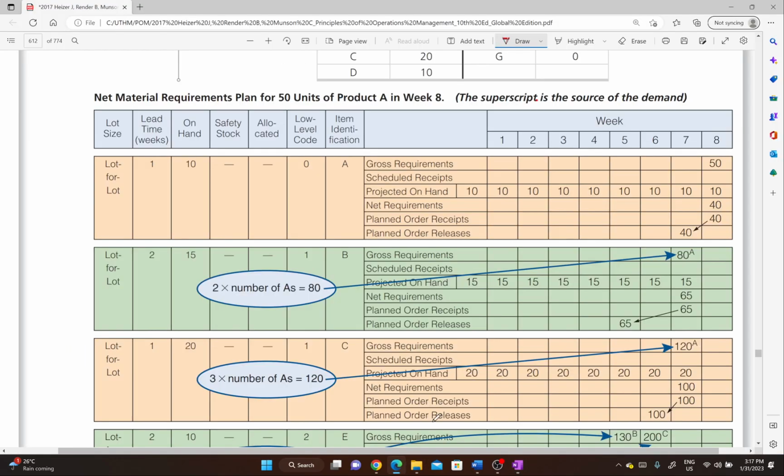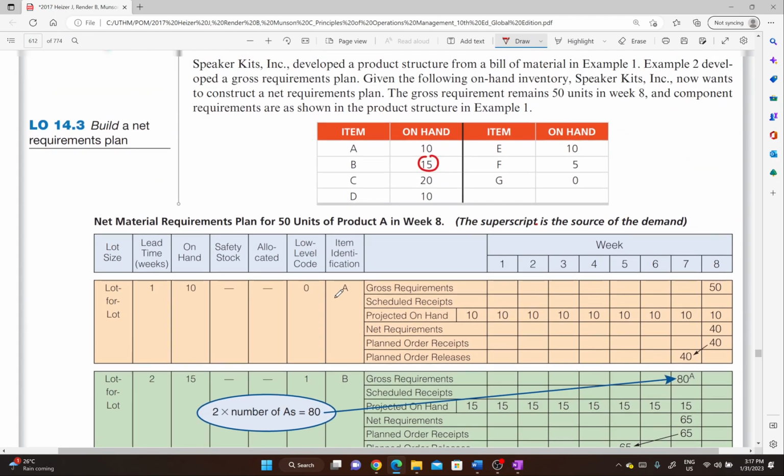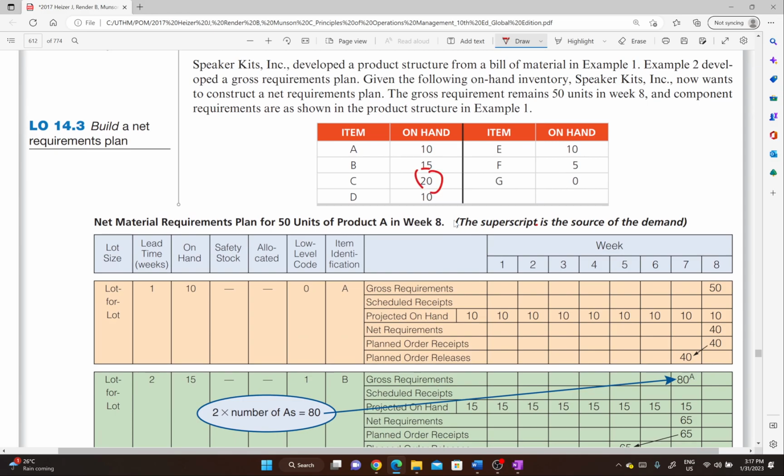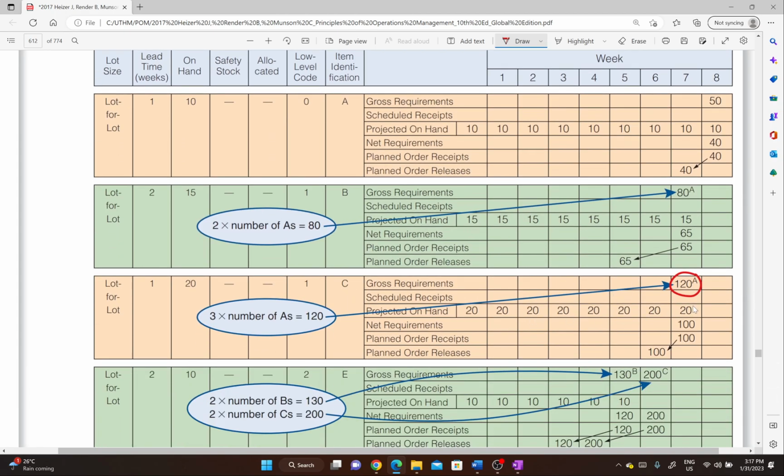Okay, follow that. And then this is B, and then for C also we have to multiply, this is multiply by 2 and this is multiply by 3, so we need 120, but on hand we already have 20. So all the way you put 20, minus, all you need is 100, so order 100 and then start assembly of 100 from week 6, because the lead time is only 1 week.